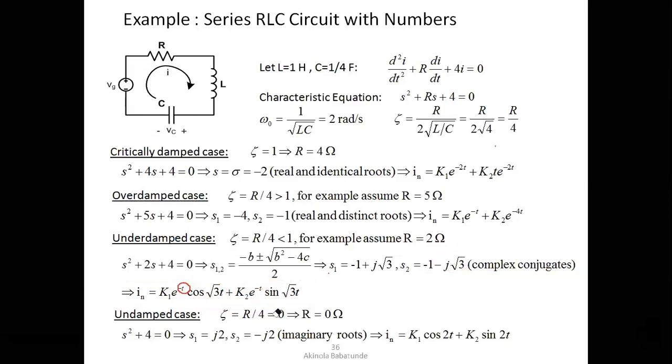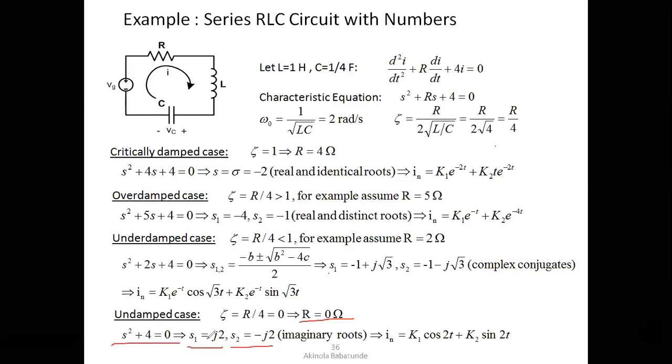All right, now for the last one where we have the undamped case, in this particular case we said that our R would be equal to 0. Okay, so when R is equal to 0, it simply means that you put 0 here. All you're going to have left is going to be x squared plus 4 equal to 0. If you do that, that's what we have here. And then your S1 will be J2, S2 will be minus J2. These are the complex part of the root called the imaginary roots.